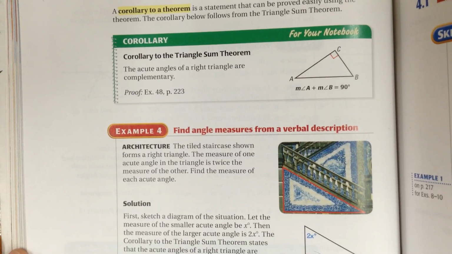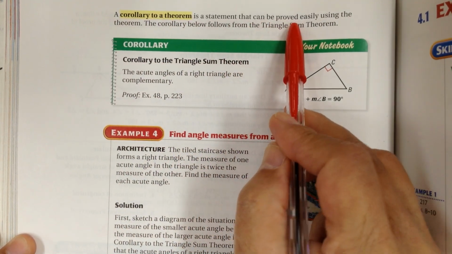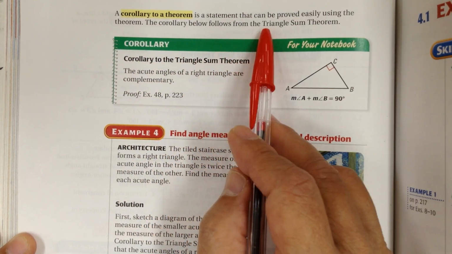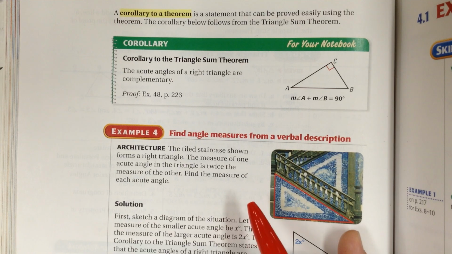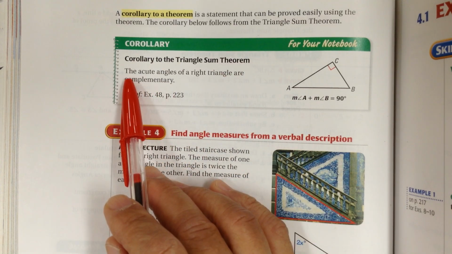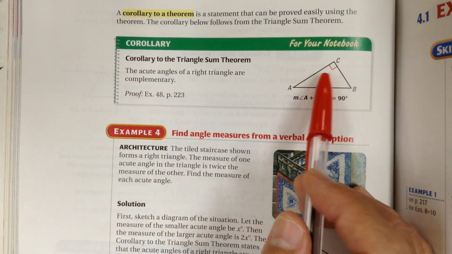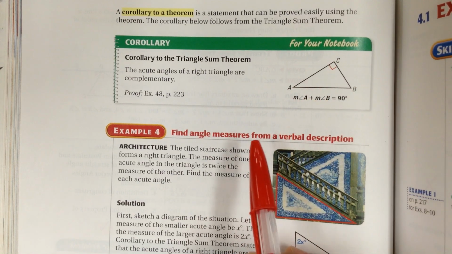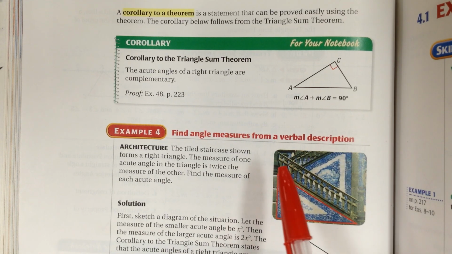Okay, on page 220, a corollary to a theorem is a statement that can be proved easily using the theorem. The corollary below follows from the Triangle Sum Theorem. So a corollary is a conclusion you can make from something that's already proven. Over here, the corollary to the Triangle Sum Theorem says the acute angles of a right triangle are complementary. So what it's saying is that the acute angles, angle A and angle B, are complementary, meaning they equal 90 degrees.